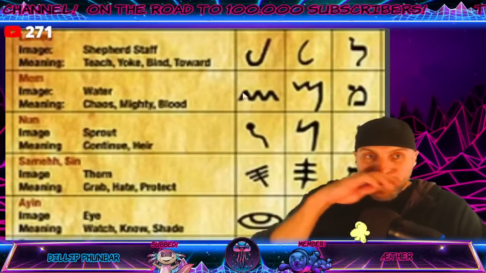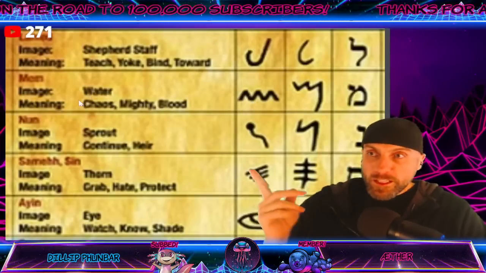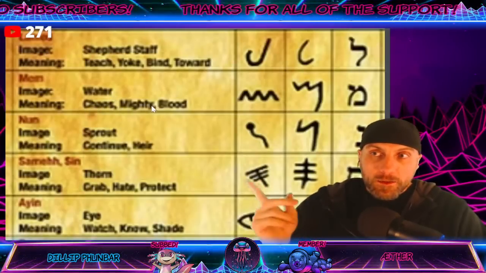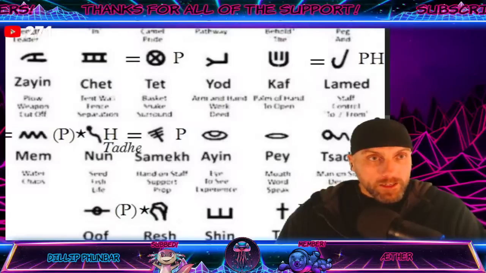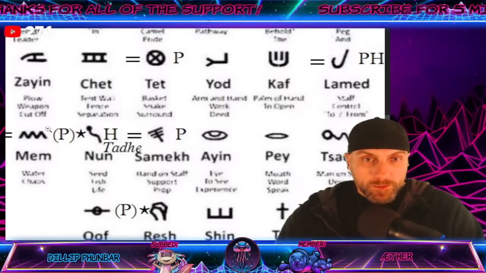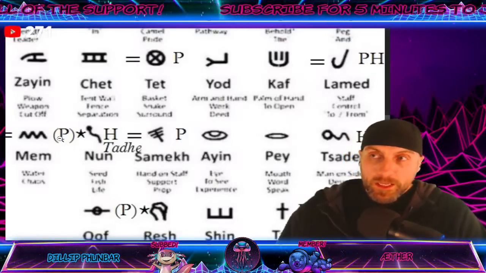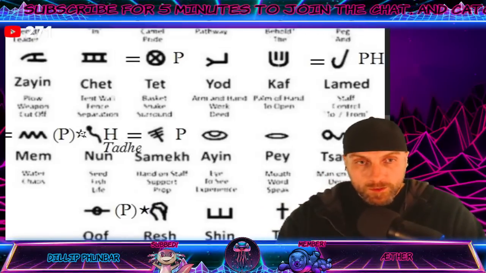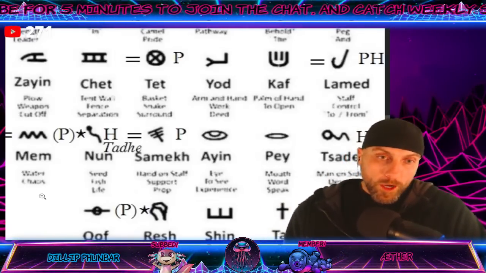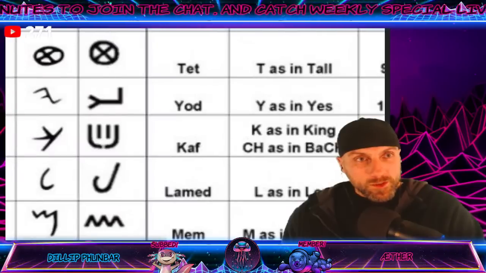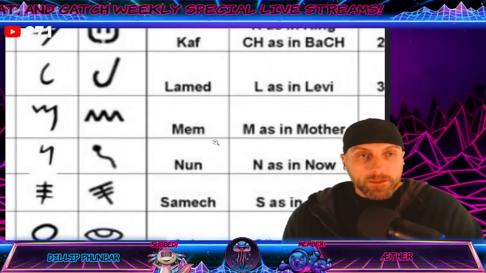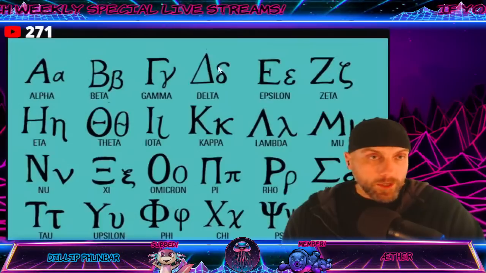So mem. Here it is right here. If you were able to read this, it says water, chaos, mighty, blood. Let's see if we have any other ones for mem. Here's mem right here, and it's got that letter P. Remember, that means it's the same type of glyph in Phoenician, which is P. Water, chaos, I believe that is what that says. Mem, pronounced m, as in mother, which is appropriate.